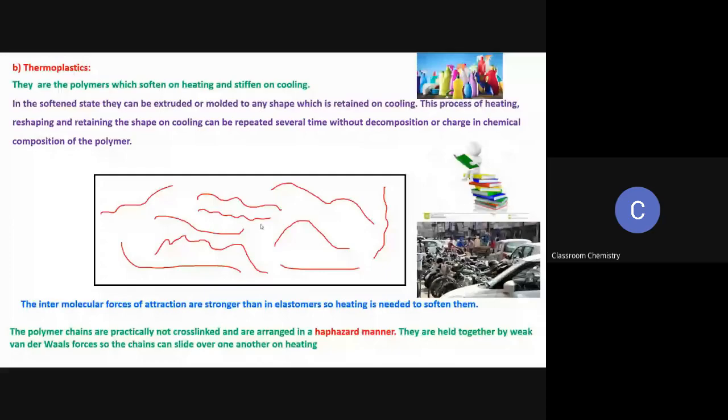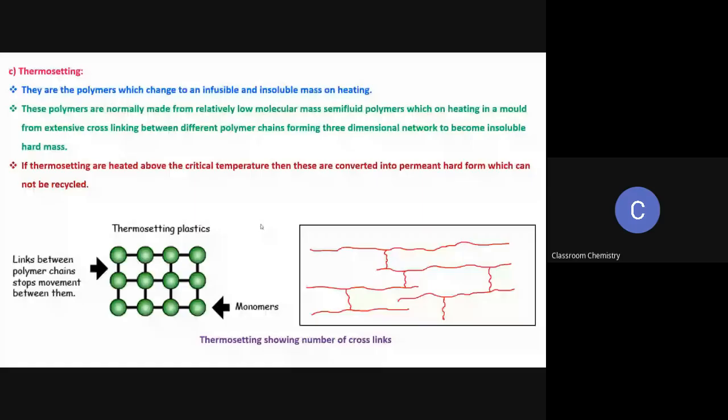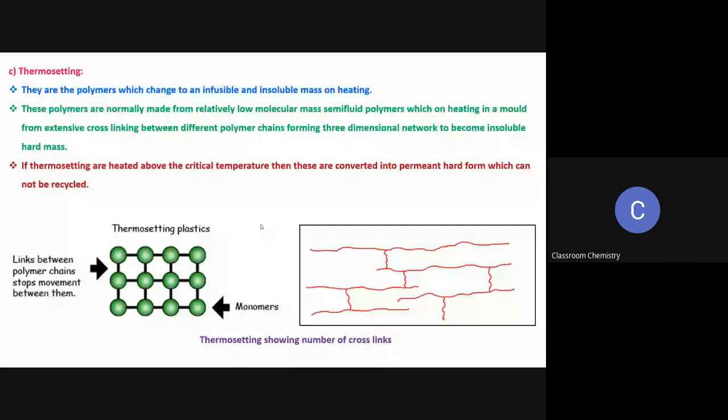Okay. Then the last part of this classification is what? Based on general physical properties. First one is the elastomer, second one is thermoplastic, and third one is thermosetting. In thermosetting, what you observe here, the cross-links are present. Okay, so it is well set, and that's why it is called thermosetting. So they are the polymers which change to an infusible and insoluble mass on heating. Okay, so a polymer like that is infusible, means what? On heating, it does not fuse, and it is insoluble.